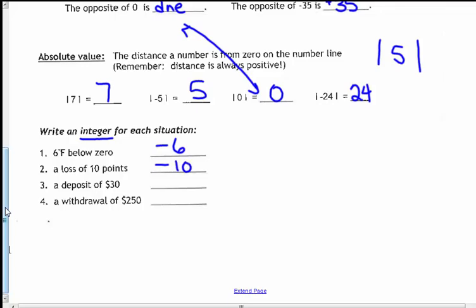A deposit of $30. Depositing money is like adding money to your account. A withdrawal of $250. That's a negative thing. It's like subtracting money from your account.